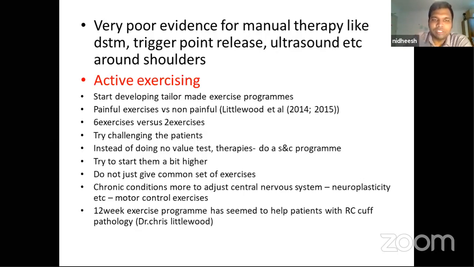So a lot of things, like very poor evidence for manual therapy that we do. Despite that, we don't even think of whether that is going to do any better for the patient, but we just get in and we always want to do something manual. I have nothing against manual therapy, but we should only do it when it is needed, and should always educate the patient of what you're doing and why you're doing it, because the patient should not really think that you are some magician, doing some magic.